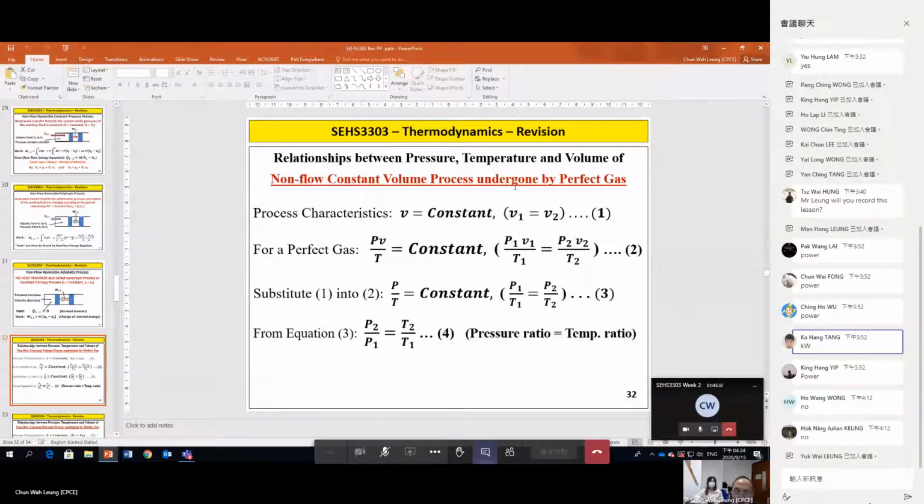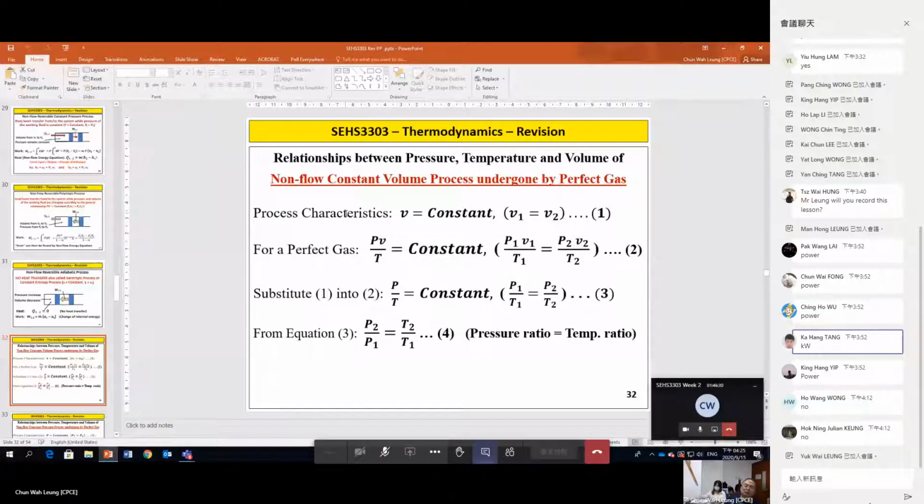Remember, we always have two equations to help us. The first equation comes from the process itself. What is the characteristic of this process? This is a constant volume process, so the characteristic is volume equals constant. Simple. This is the first equation. The first equation comes from the process itself.